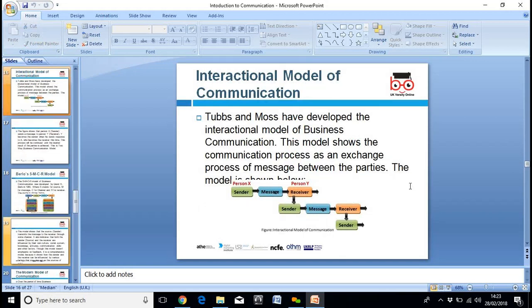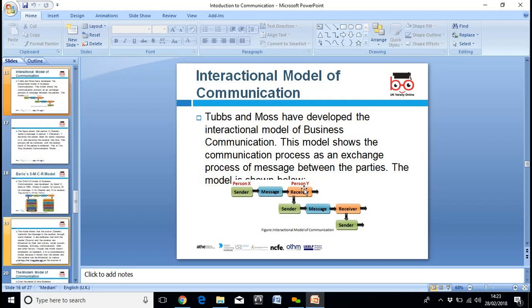Stubbs and Moss have developed the interactional model of business communication. This model shows the communication process as an exchange process of message between the parties. It's the same as the circular method to a large degree, where the information that one person sends is sent directly back from the other. So it's slightly different. You've got person X and person Y. Person X is the sender, Y is the receiver.